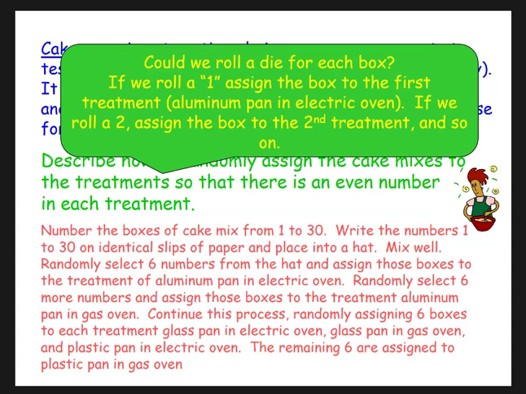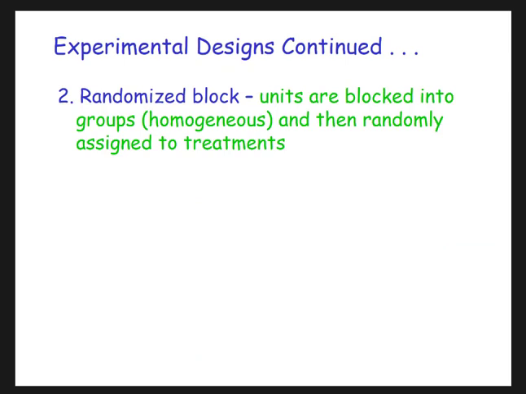We could roll a die for each box, assign it to treatment 1 or 2, then flip a coin to decide which type of oven it's used in. All sorts of different ways we could do it. The big thing is we've got to make sure that they're spread out. It's hard to keep one from having all of them in a gas oven if we do random treatments. So we've got to try to make sure that it's somehow split up evenly. That's why we use a randomized block design. The units are blocked into homogeneous groups, and then they're randomly assigned to treatments.